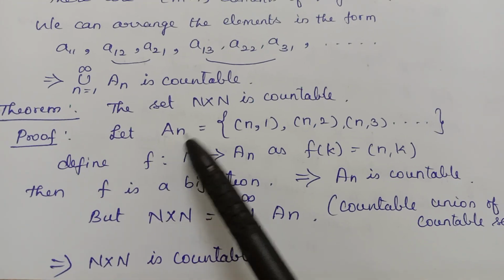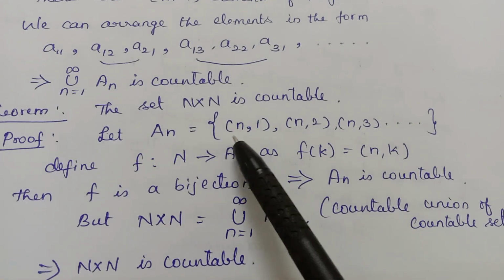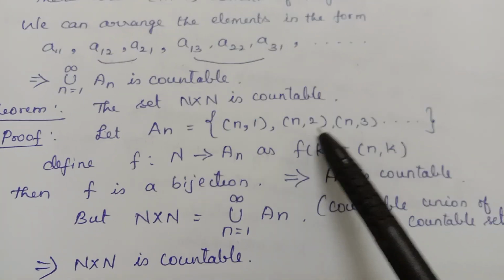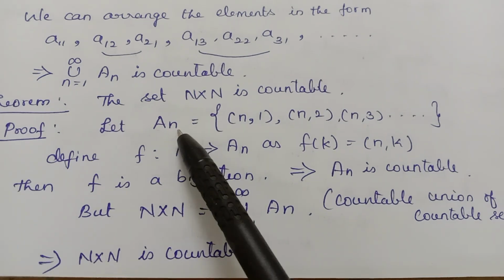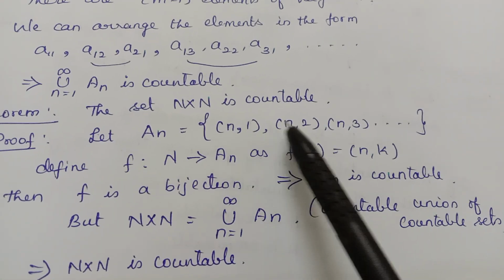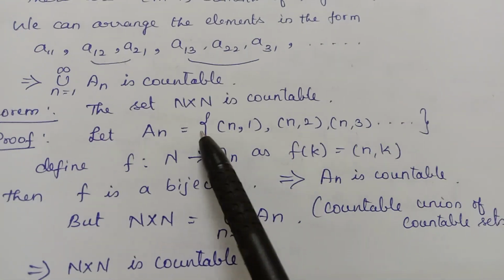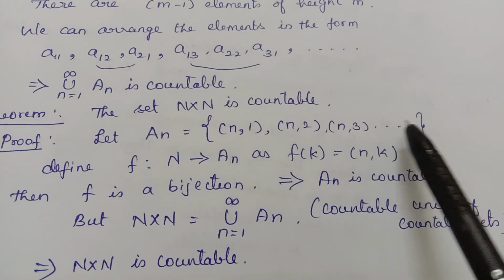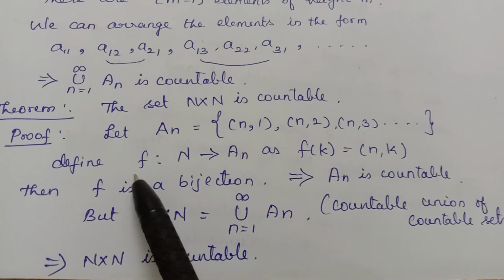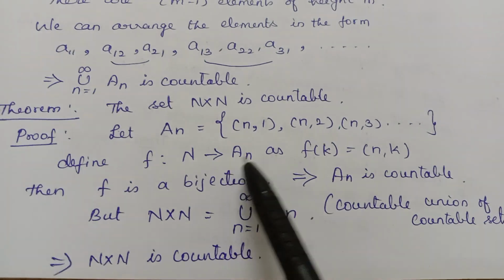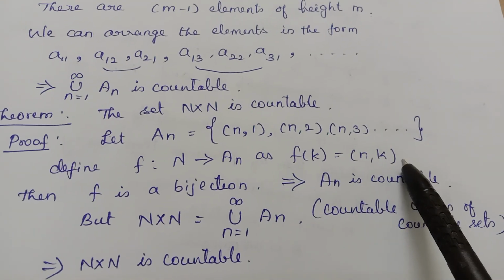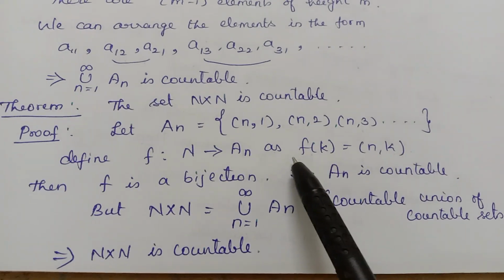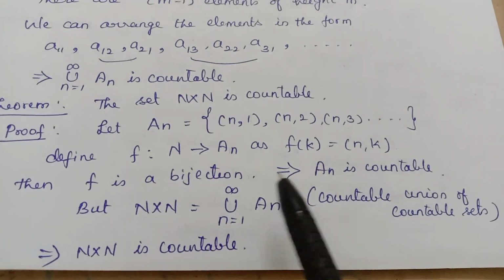So let me define A_n equal to the set of all ordered pairs of the form (n,1), (n,2), (n,3), etc. If this is n here, with 1, 2, 3, 4. Okay, right. This set is obviously countable, isn't it? Because if you define a mapping f from N to A_n as f(k) equal to (n,k), then this will be a bijection. Therefore this set A_n will be countable.